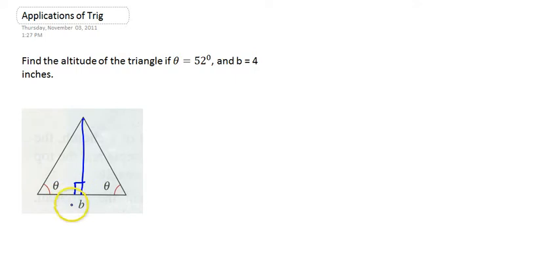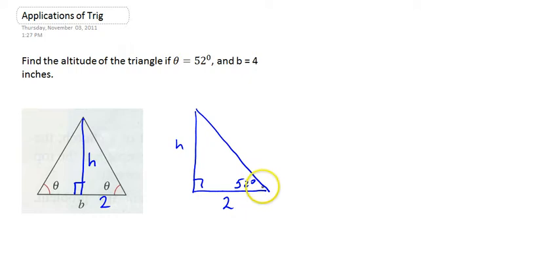And since it's isosceles, that altitude bisects the base. And we're given that each theta is 52 and b is 4. So if I pull out this half triangle that I just created, that angle is 52 degrees, that's 2, and I'm looking for h. If we're down at this angle right here, the two pieces of the triangle that we're working with are the opposite side and the adjacent side. So that means that the tangent is the function we want to use.